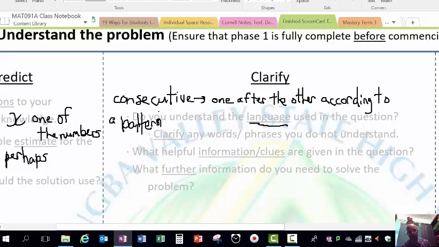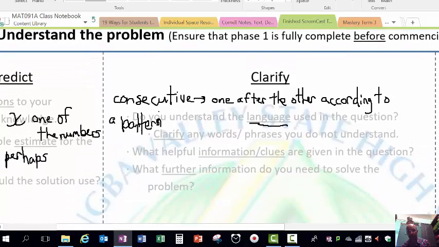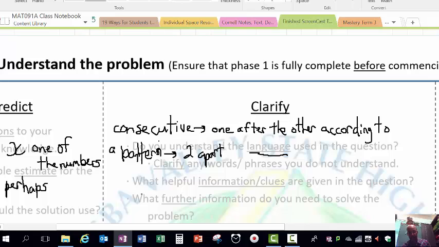According to a pattern. Now the pattern was odd numbers. Okay, see, 3 consecutive odd numbers. So how far apart are odd numbers? Well, they're 2 apart, aren't they? Odd numbers are 2 apart. Okay. Alright. Well, what helpful information or clues are given in the question? It's basically, what are we given? It's 3 numbers and they're odd, and they're consecutive. They're straight after each other in a pattern. So they're 2 apart.